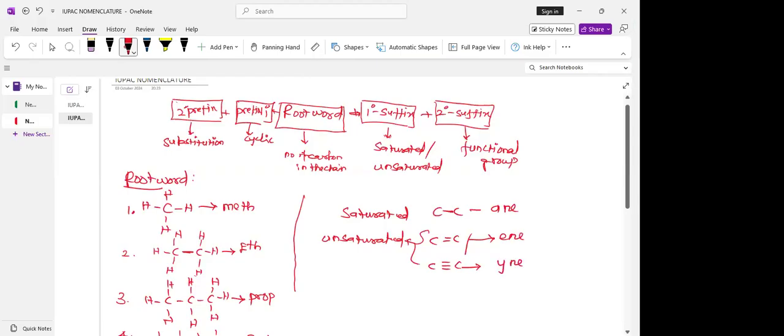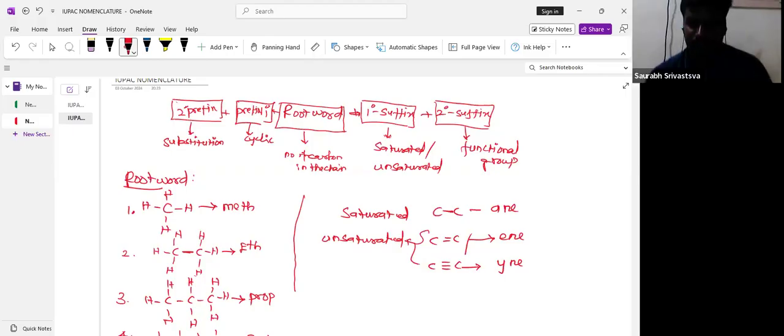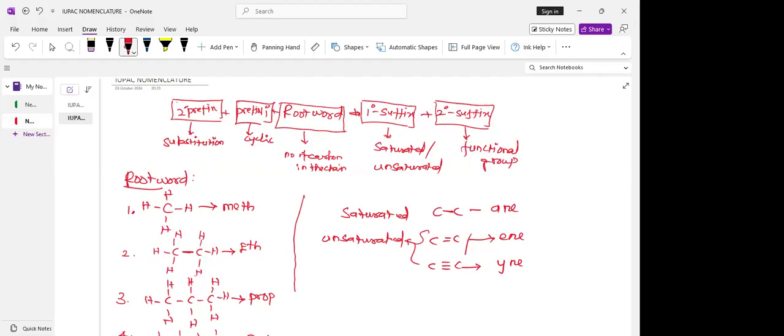Sir, what is the difference between saturated and unsaturated? This is the only difference. If only single bonds are present between the carbons, then it is saturated. If multiple bonds are present, then it is unsaturated.